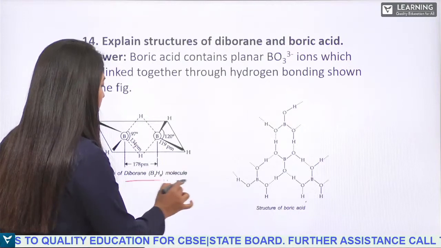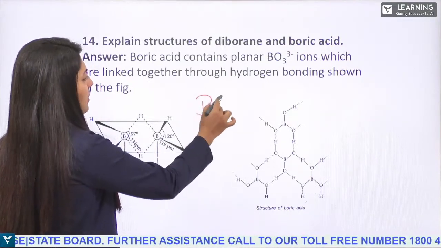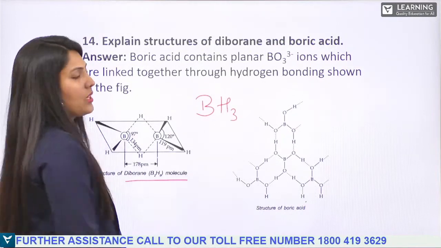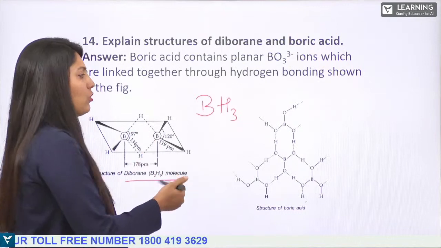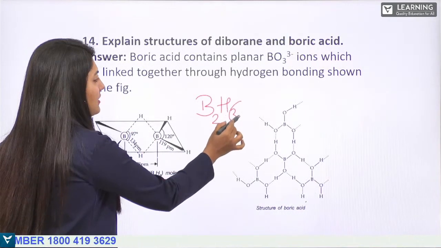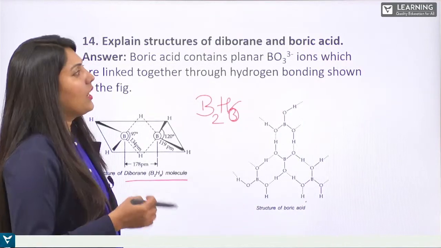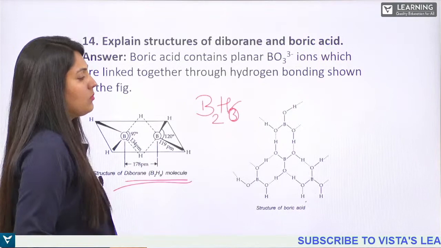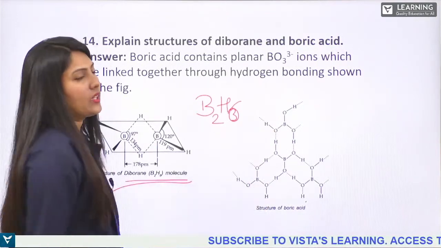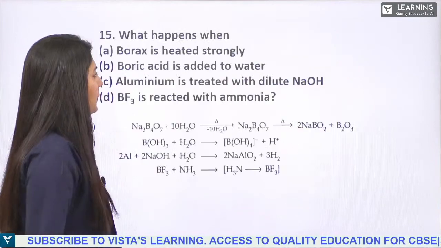Whereas diborane, if you see, the boron is having just BH3. But due to the hydrogen bonding, again they come closer to form B2H6. So these are the structures of diborane and boric acid. This is the diborane, which is due to the hydrogen bonding. This is the boric acid, which is due to the hydrogen bonding.